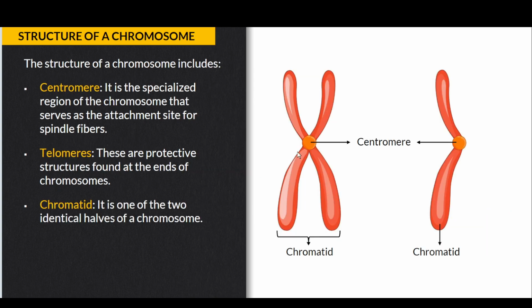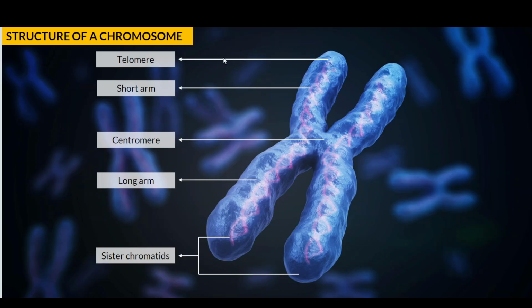This is the structure of a chromosome. The center is called the centromere, and these are chromatids. The ends of the chromosome are called telomeres, which are protective structures. These are the arms, this is the centromere, and these are called chromatids. And it contains DNA. If you can see this, this is DNA inside it.